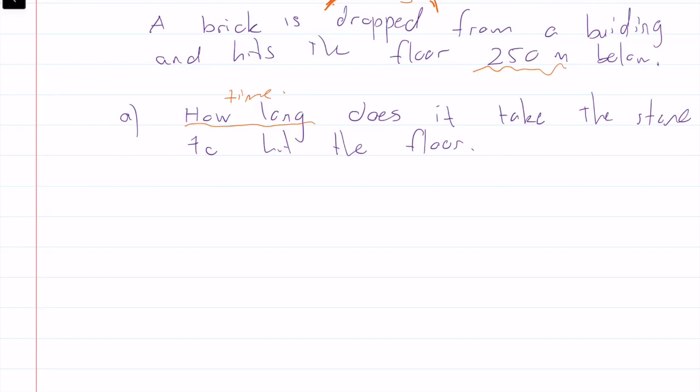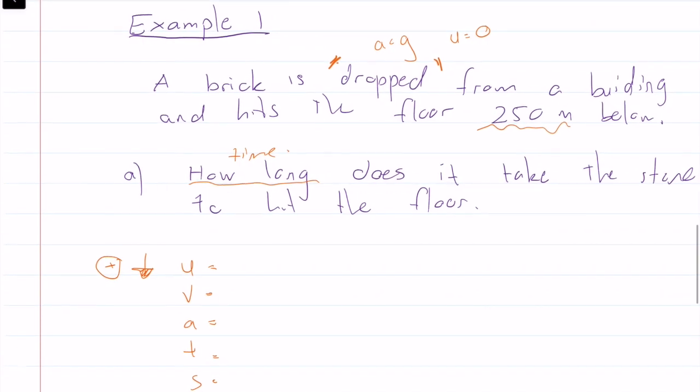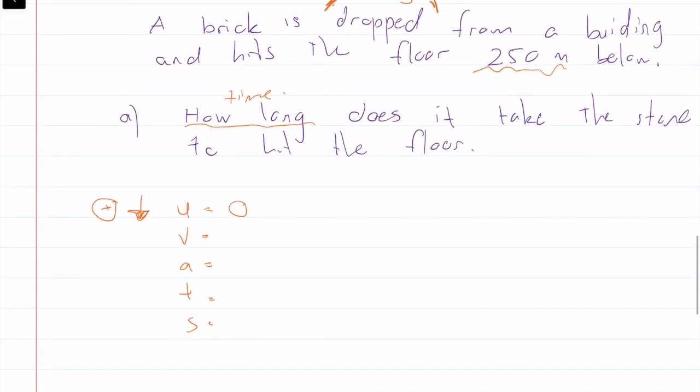I am going to start off by setting up my UVATS. You don't have to do this, but it just makes life a bit easier if you know what information you have been given. And I'm going to take downwards as being positive. So I know my initial velocity is 0. My final is an unknown. My acceleration is 9,8 and it's down, so it's positive. My time is the unknown, which I am looking for. And my displacement is going to be 250 meters.